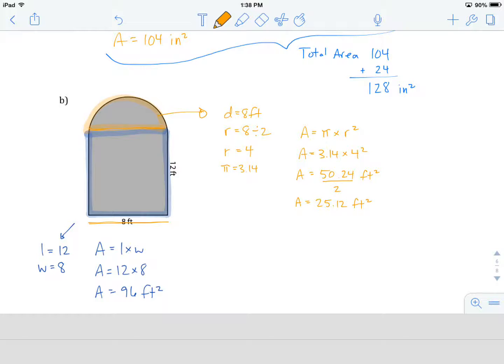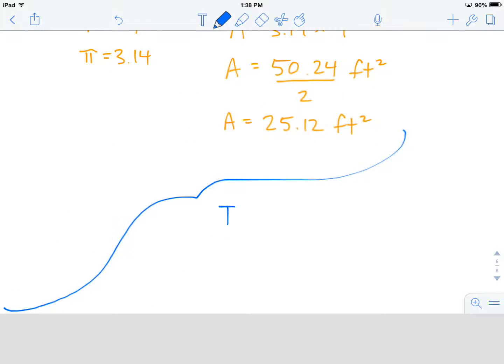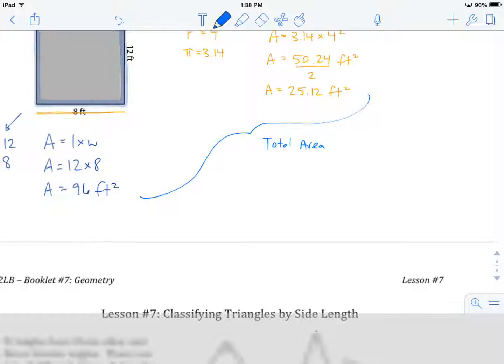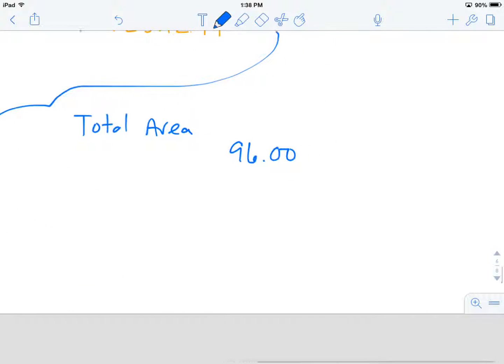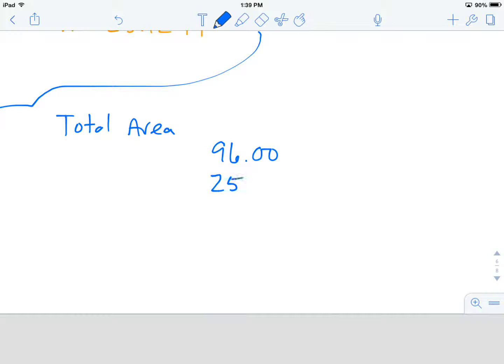Alright, so now we've calculated the area of our 2 portions of this composite shape. Now we need to bring it all together to come up with the total area. So the total area, and again we'll write these down. So there's the area of our rectangle. It's going to be 96.00. The area of our semicircle is 25.12. Again, this sets itself up so nicely.